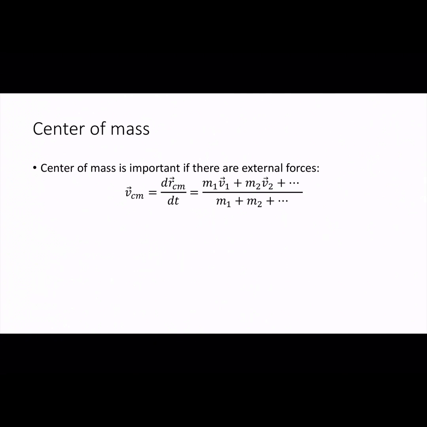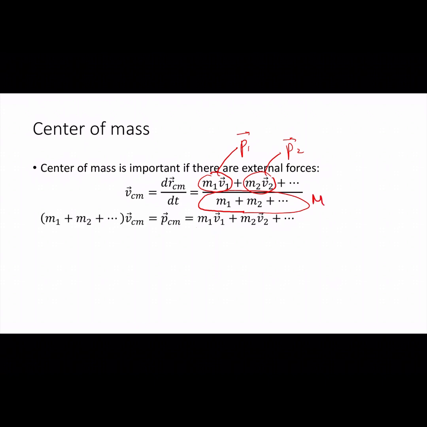So notice the velocity of the center of mass is just m1 v1 plus m2 v2 plus m3 v3, etc., divided by the total mass of the object. So you notice this is the momentum of object 1. This is the momentum of object 2. And it's divided by the total mass of the system. So if I rewrite this, what I see is that the total mass times the velocity of center of mass is equal to the sum of the momentum of the individual objects.